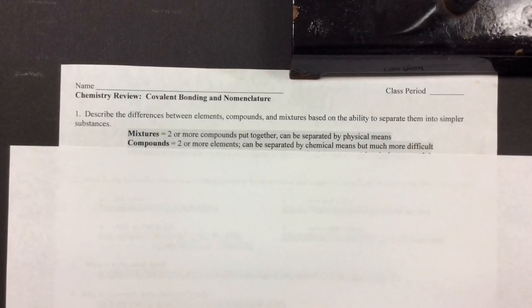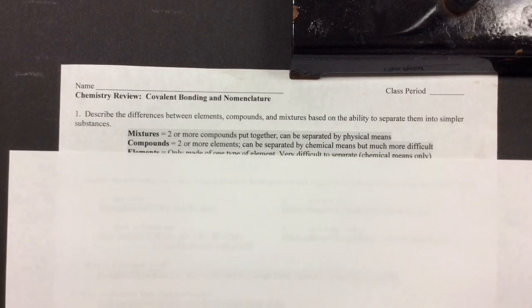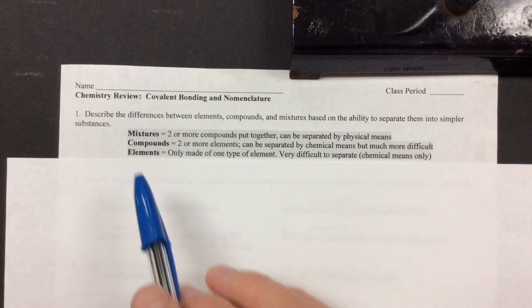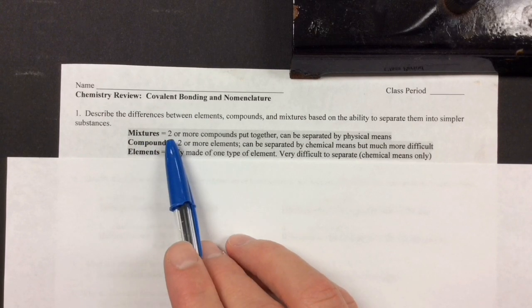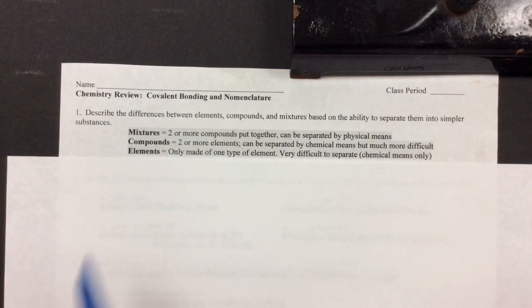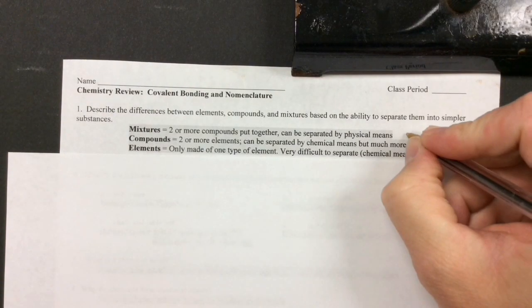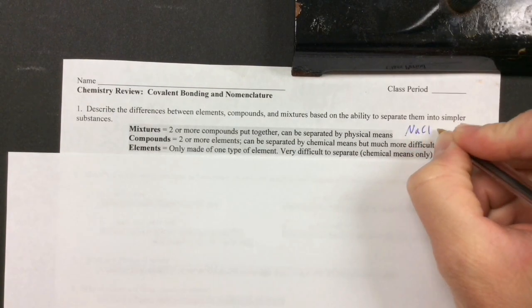Here's a review for the chemical bonding and nomenclature test. The first question talks about the difference between elements, compounds, and mixtures based on their ability to separate them into similar or simpler substances. Starting at the very top, mixtures are made up of two or more compounds, and they can be separated by physical means. A good example of this would be salt water.